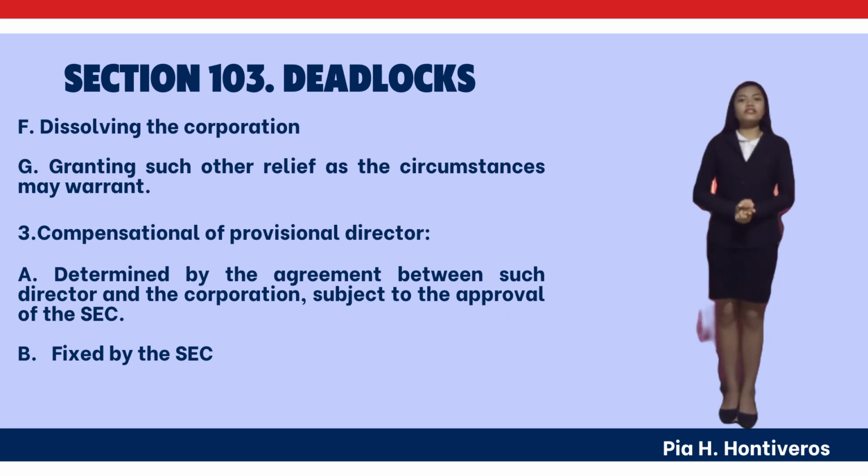The compensation of the provisional director shall be, number 1, determined by the agreement between such director and the corporation, subject to the approval of the SEC. Number 2, fixed by the SEC in the absence of such an agreement between the provisional director and the corporation, or in the event of disagreement between the provisional director and the corporation.